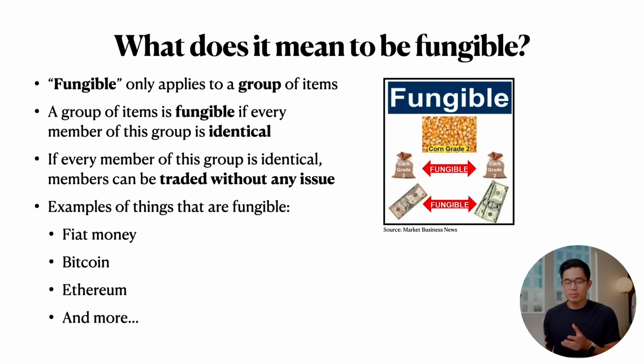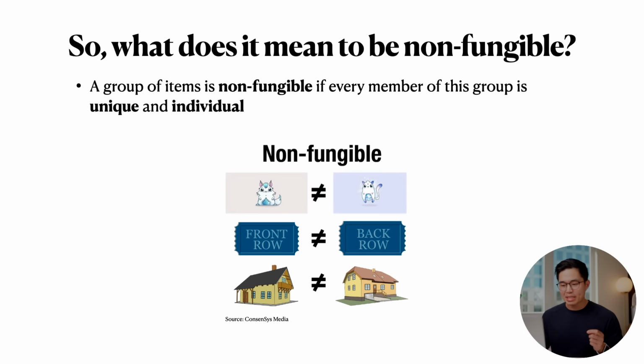I know it sounds a little bit confusing, but some examples of fungible things are fiat money, like the US dollar, Bitcoin, Ethereum, and more. For example, if you take a look at the picture on the right, you can see that grade 2 corn is fungible with grade 2 corn, right? So these two things can be traded without any issue because they are exactly the same thing. Money is also fungible, so if you have a $10 bill and you have two $5 bills, those things are also fungible. So now, what does it actually mean to be non-fungible?